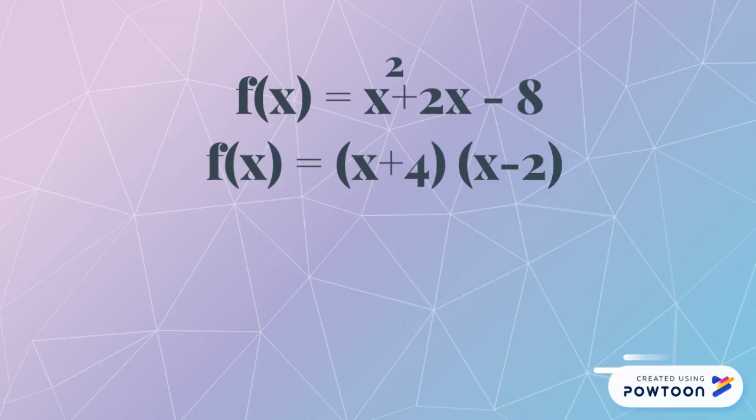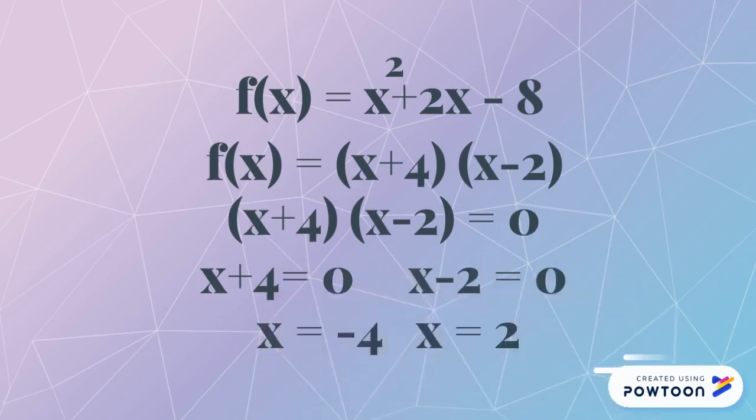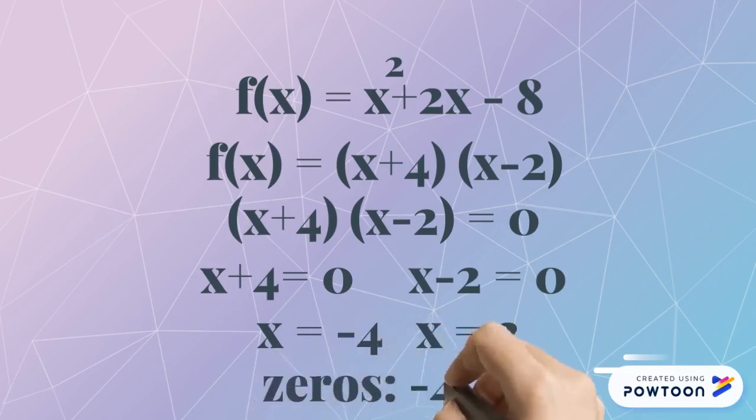Then it will be (x + 4)(x − 2) = 0. We must then separate these two binomials, each equal to 0. They would become x + 4 = 0 and x − 2 = 0. Then transpose these two. It will become x = −4 and x = 2. Finally, our zeros are −4 and 2.